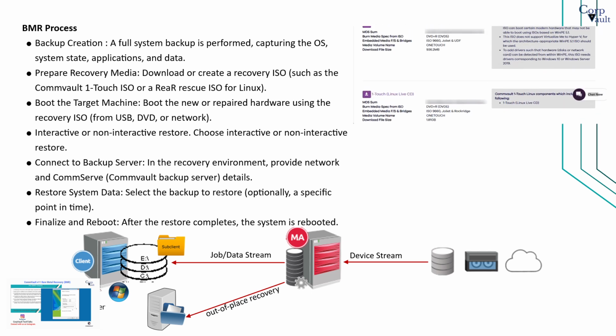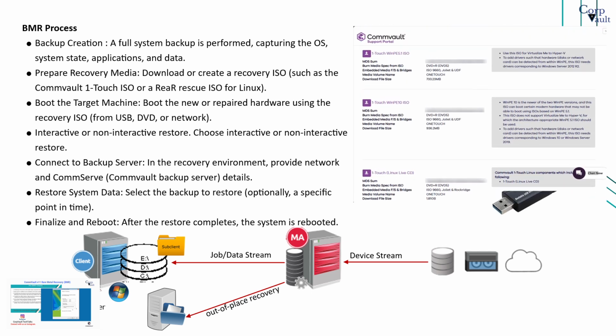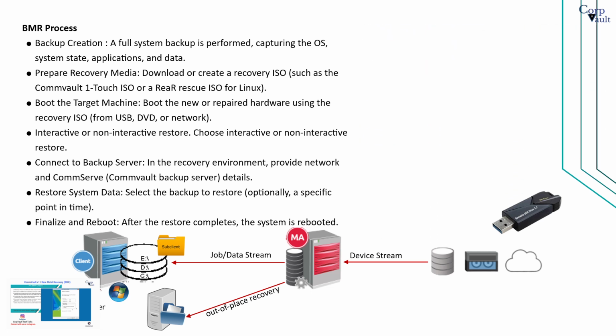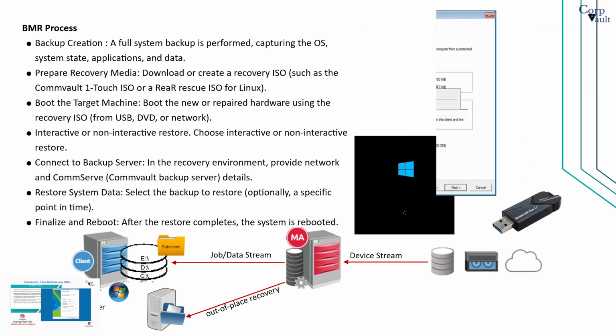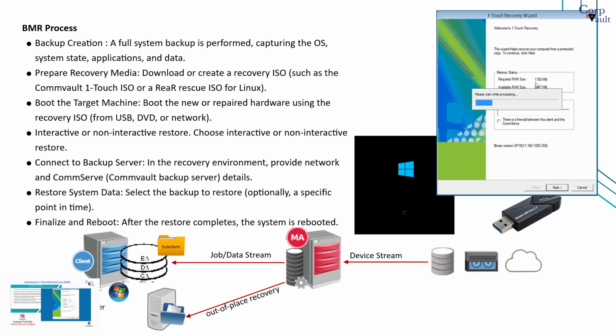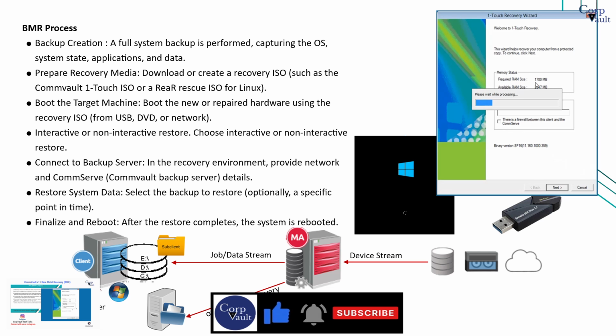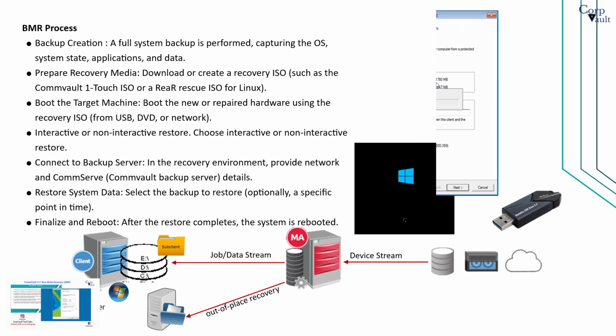For Linux, all necessary partitions and system files are backed up. Prepare recovery media. Download or create a recovery ISO, such as the Commvault One Touch ISO, or a RIA Rescue ISO for Linux. The ISO contains the tools needed to boot the target hardware and initiate the restore. Boot the target machine. Boot the new or repaired hardware using the recovery ISO, from USB, DVD, or network. The system loads into a recovery environment, not requiring any pre-installed OS.